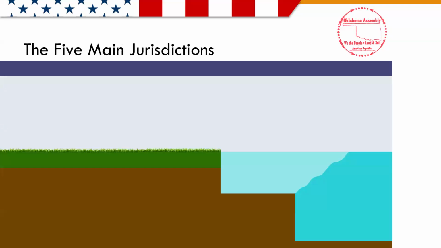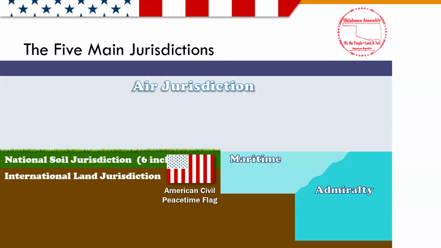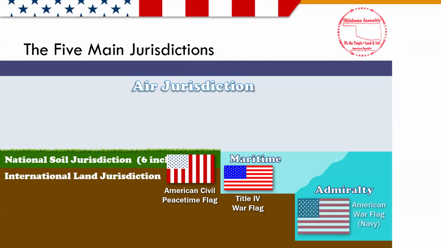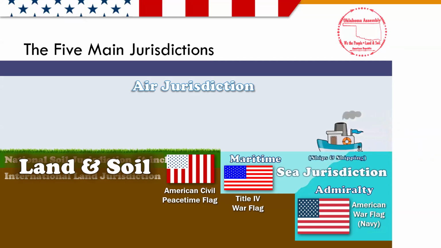We'll start off with the 5 main jurisdictions: the air jurisdiction, the national soil jurisdiction, the international land jurisdiction, and maritime and admiralty. And here are the flags for those jurisdictions. You have the American Civil Peacetime flag for the land and soil jurisdiction, and then our American Title IV war flag for the maritime jurisdiction, and the American war flag for the Navy. Collectively, we just call it the land and soil because they're so closely related with one another. And then the maritime and admiralty are just considered the sea jurisdiction, which is generally speaking having to do with ships and shipping.